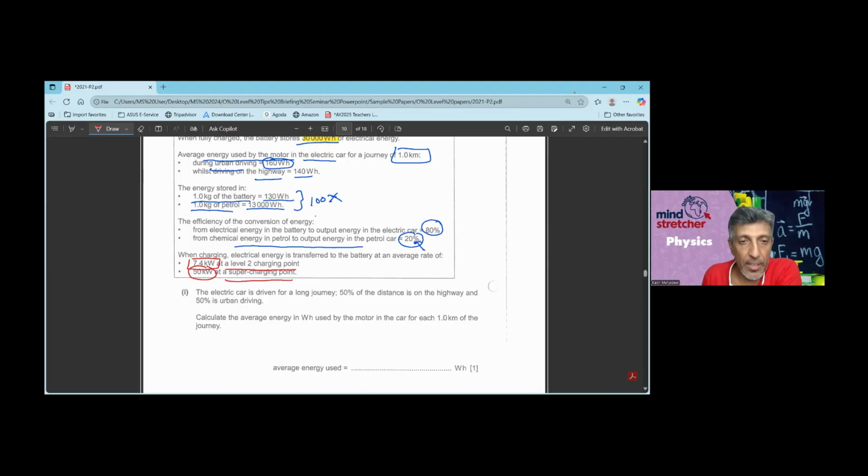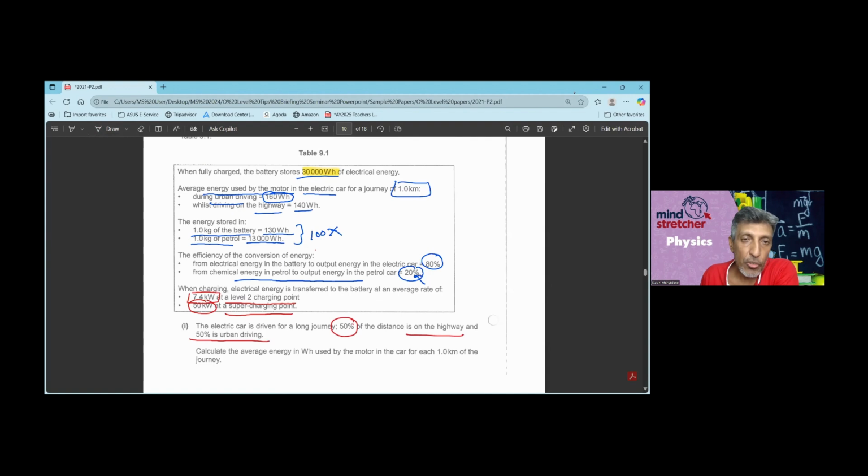First, the electric car is driven for a long journey. 50% of the distance is on the highway, 50% is urban driving. So it's half-half. So they said, calculate the average energy in watt hour used by the motor car for each 1 kilometer. So guys, look at that. If you look at that, urban driving, 160.